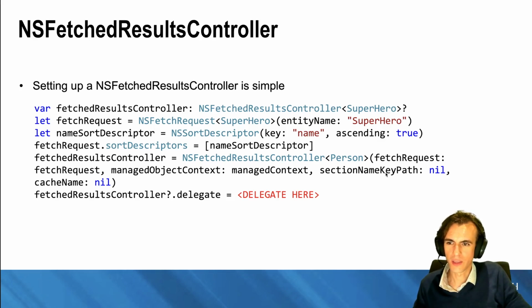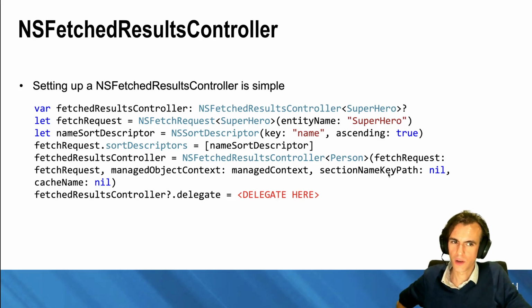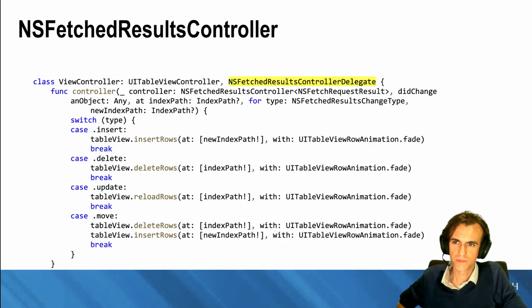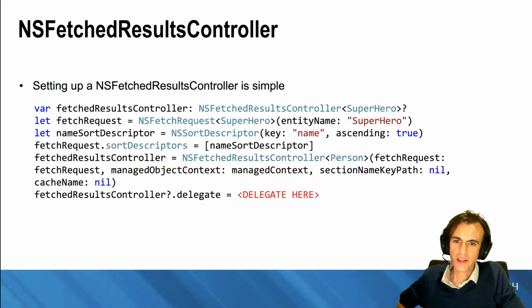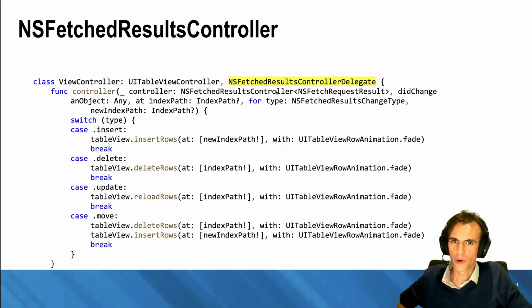And we also can give it some other information on caches and things. I would suggest you just give nil for these. You don't need to use them. They're optional. And then we specify a delegate, which is a class that's going to be notified of both the initial fetch and any subsequent changes to the fetch. So that delegate will typically be whatever class cares about the changes. And that delegate needs to implement a protocol.